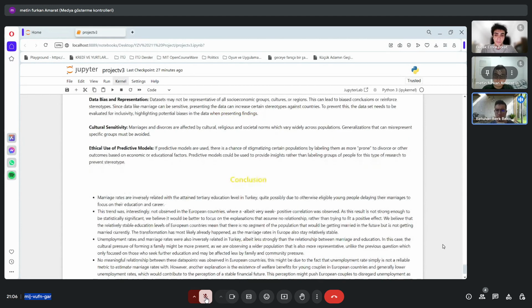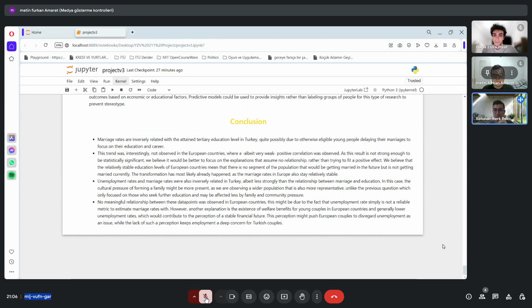In conclusion, in our research, we found that education rate and marriage rate were inversely correlated for Turkey. This result wasn't observed for European countries and wasn't statistically strong for inference. And as for unemployment rates and marriage rates, we found that these two data points were also inversely related for Turkey. This wasn't observed, and no meaningful relationship between unemployment rates and marriage rates was observed for Europe. And the reasons for these inferences were discussed in the research questions part.